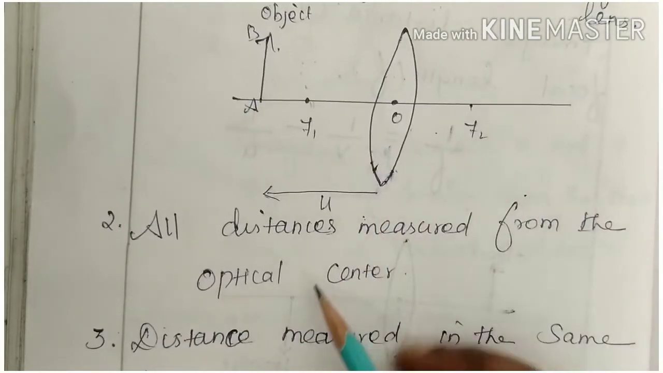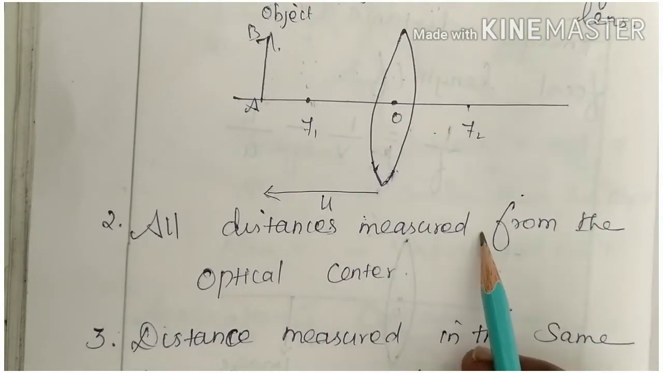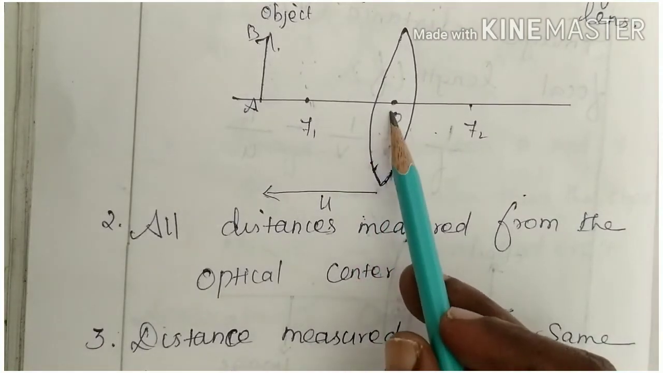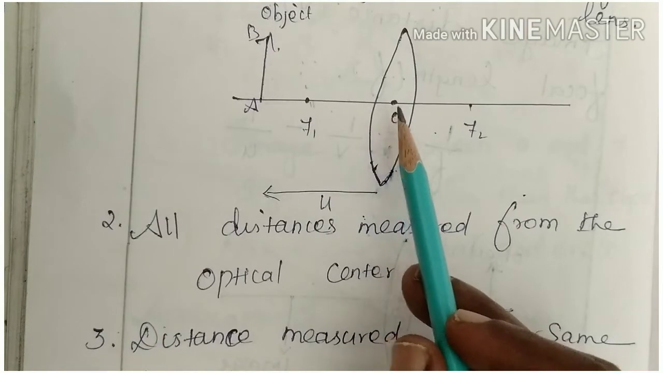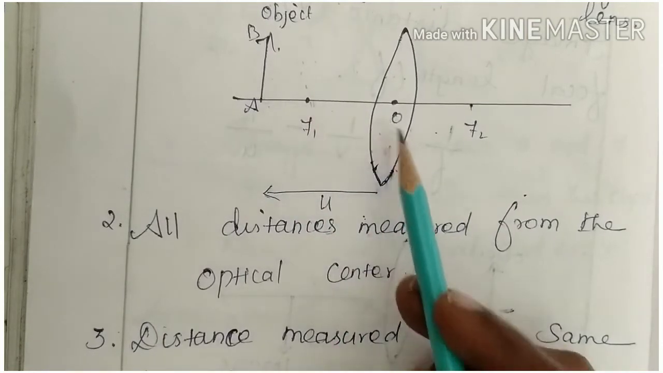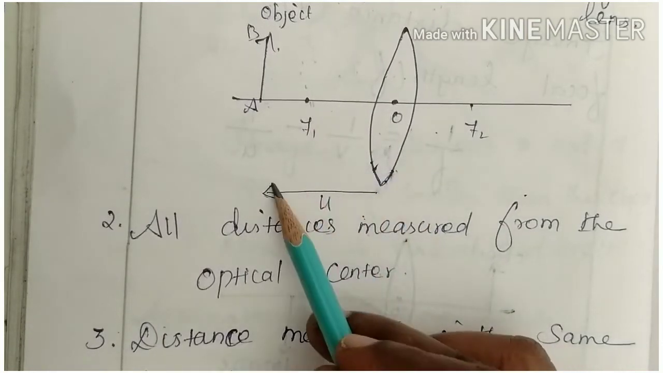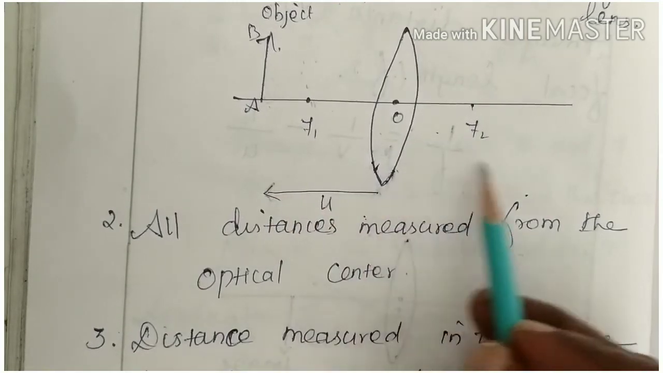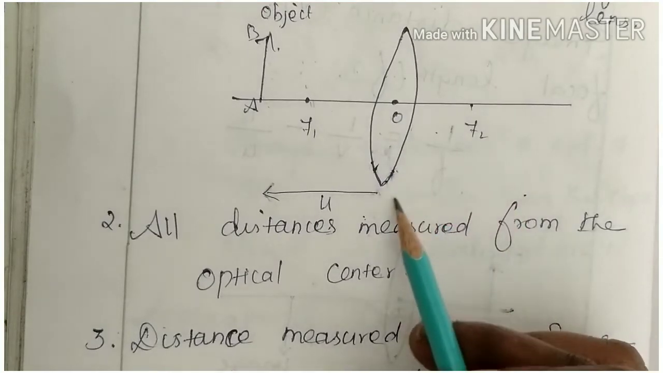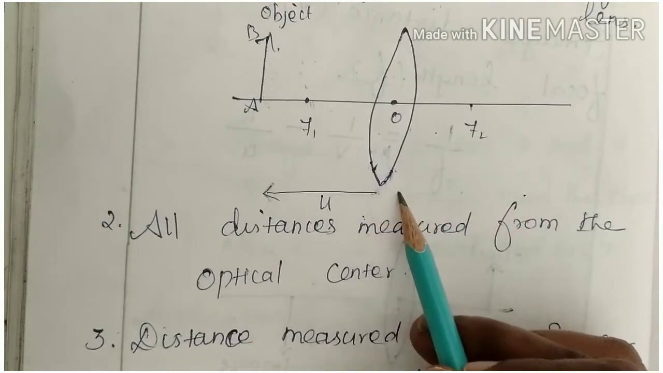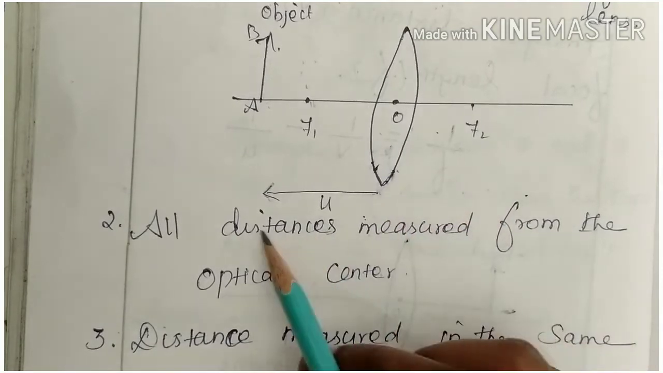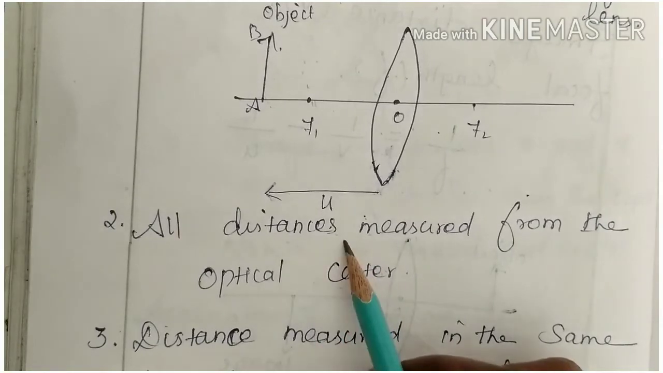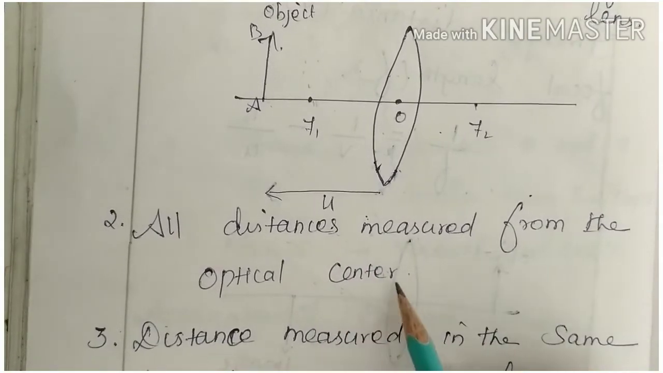The second rule is that all distances are measured from the optical center. Whatever distance we are measuring, we should measure from the optic center. For example, if we are measuring the object distance, we measure from the optic center to here, in this direction. If we are measuring the image distance, maybe the image is formed on this side, so we measure from the optic center to here. So what is the second rule? All distances are measured from the optical center.